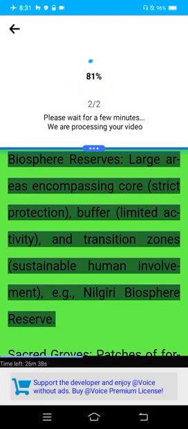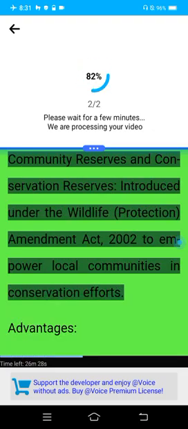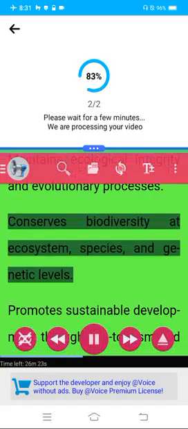Biosphere reserves. Large areas encompassing core, strict protection, buffer, limited activity, and transition zones, sustainable human involvement, e.g., Nilgiri Biosphere Reserve. Sacred groves. Patches of forest preserved by local traditions and religious beliefs, rich in endemic and rare species, e.g., Khasi Hills of Meghalaya. Community reserves and conservation reserves, introduced under the Wildlife Protection Amendment Act 2002 to empower local communities in conservation efforts. Advantages. Maintains ecological integrity and evolutionary processes.